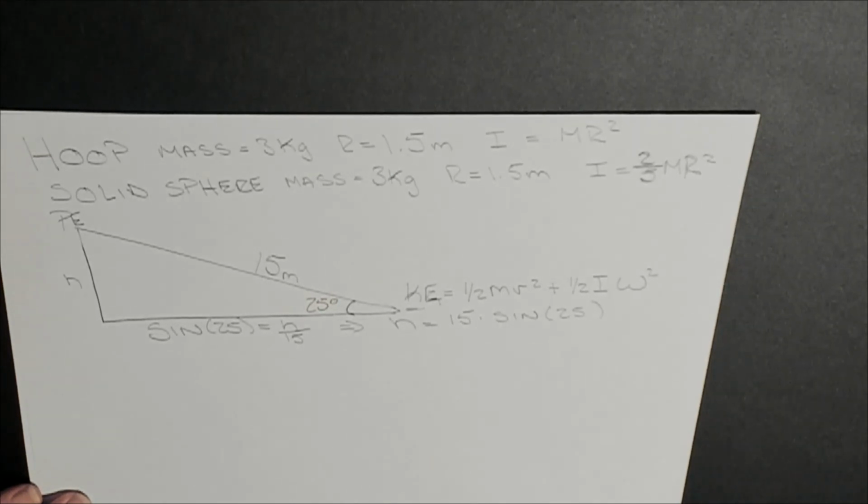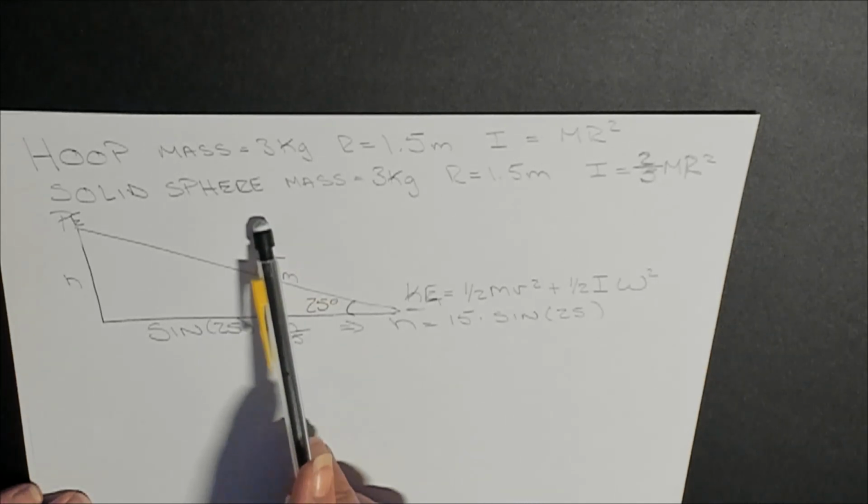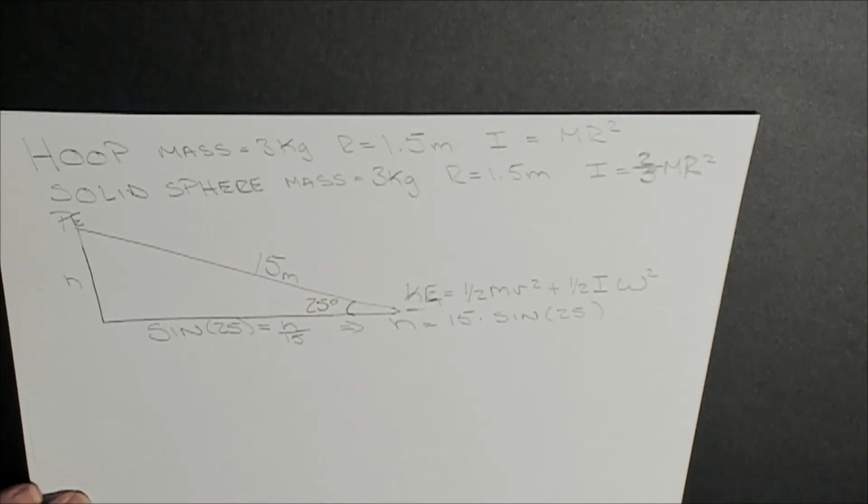All right, so first thing is, what are you predicting? Who's going to get down first? Do you think the solid sphere will, or do you think the hoop will? Without doing any math, what does your intuition tell you? So let's check it out.